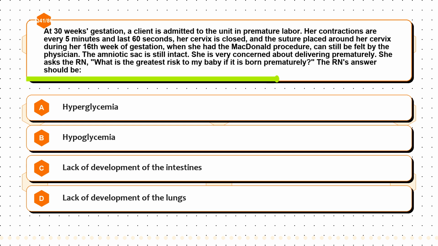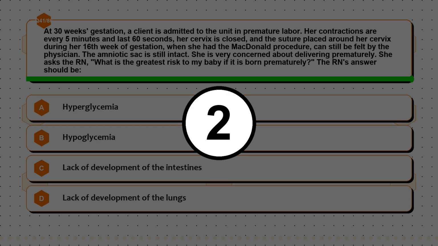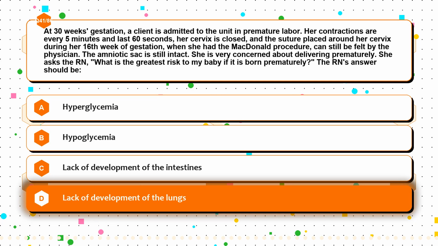The RN's answer should be, here are the options. Option A. Hyperglycemia. Option B. Hypoglycemia. Option C. Lack of development of the intestines. Option D. Lack of development of the lungs. The correct answer is option D. Lack of development of the lungs.